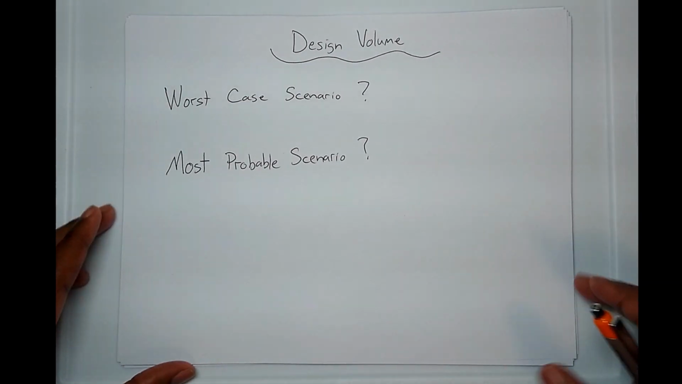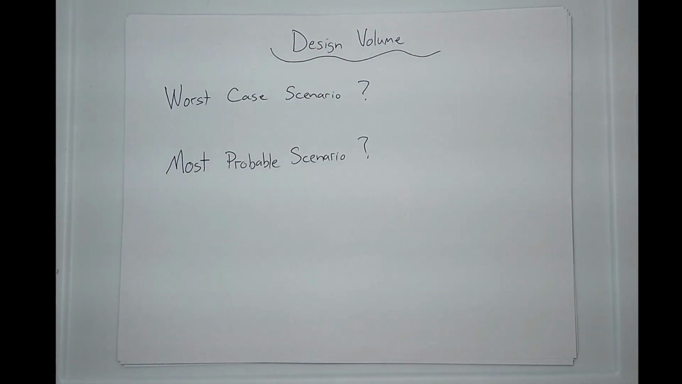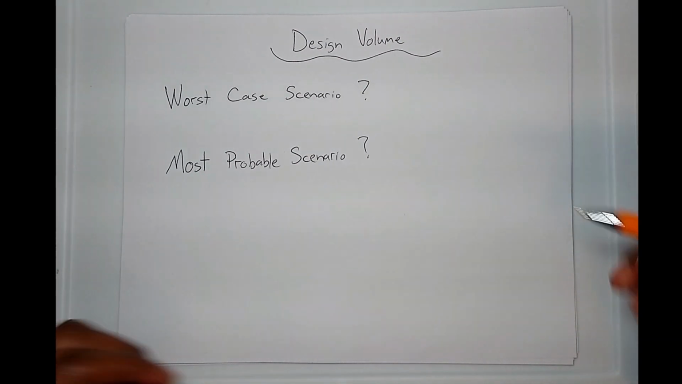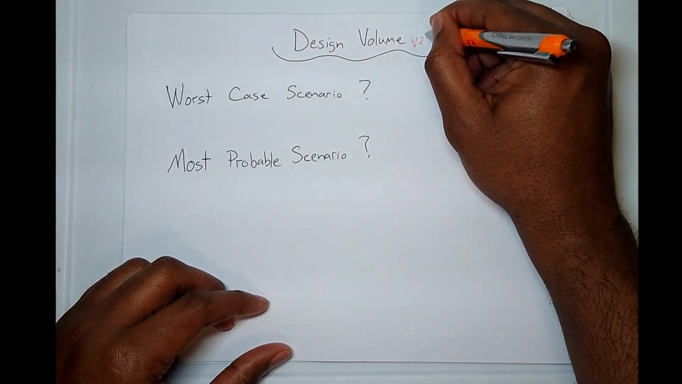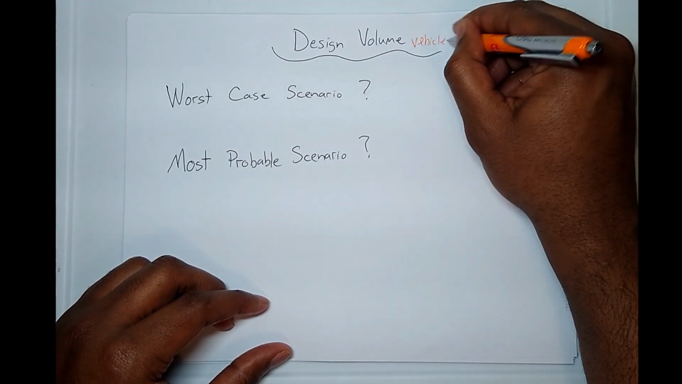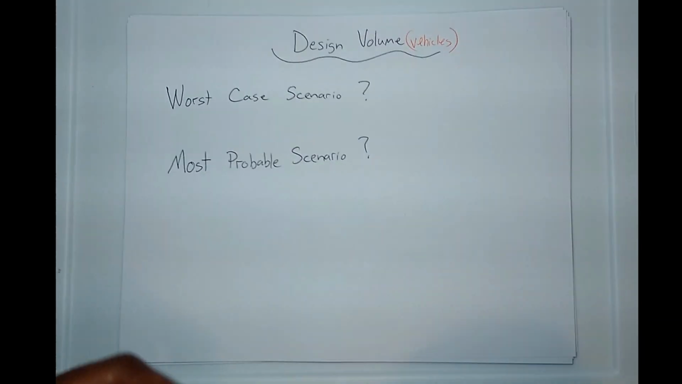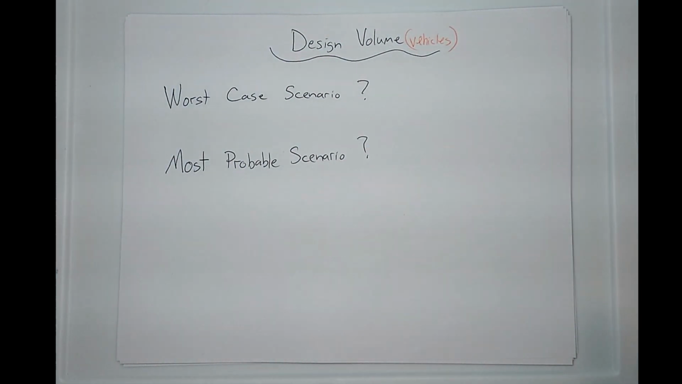Today we're talking about design volume. Now everything in design has a design fill in the blank. You may have a design load or a design weight, but in transportation we have a design volume. And by volume we mean volume of vehicles. And so the number of vehicles that is going to be traveling through a location or in a lane.